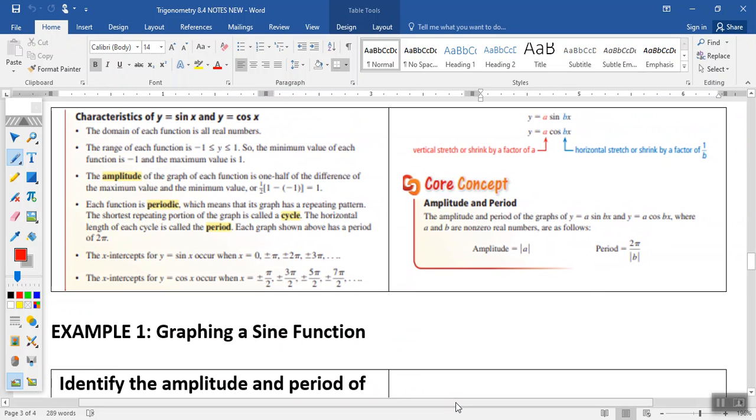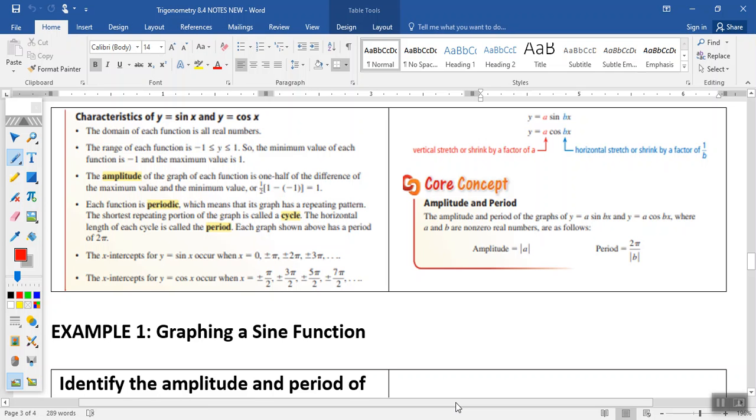Can you guys read that? If you can't, look at it on your paper there, okay? A couple of core concepts that are really important. These are only characteristics of what two functions here? Sine and cosine. This here says the domain of each function is what? The range of each function goes from -1 less than or equal to y, less than or equal to 1.